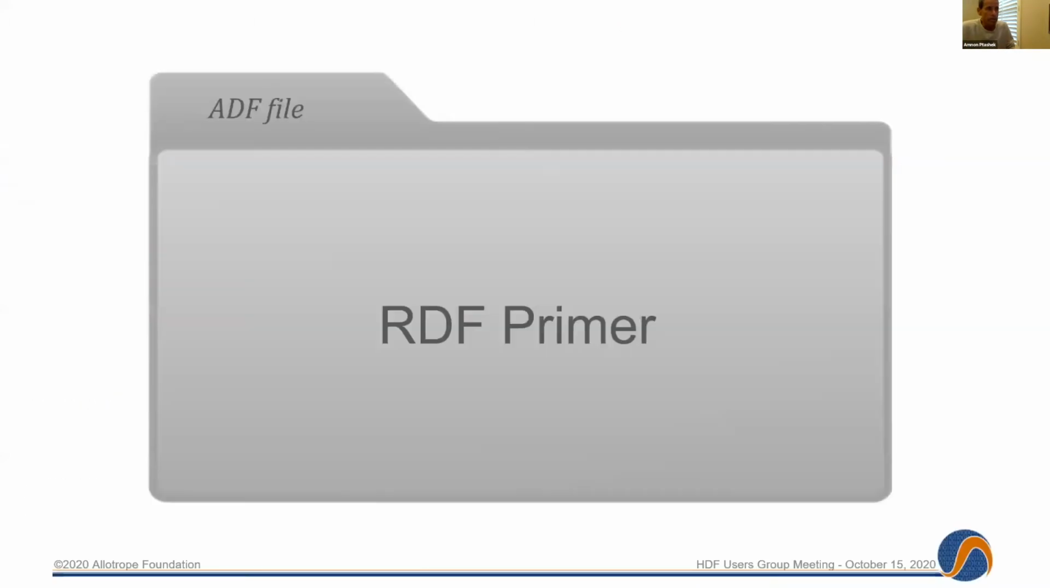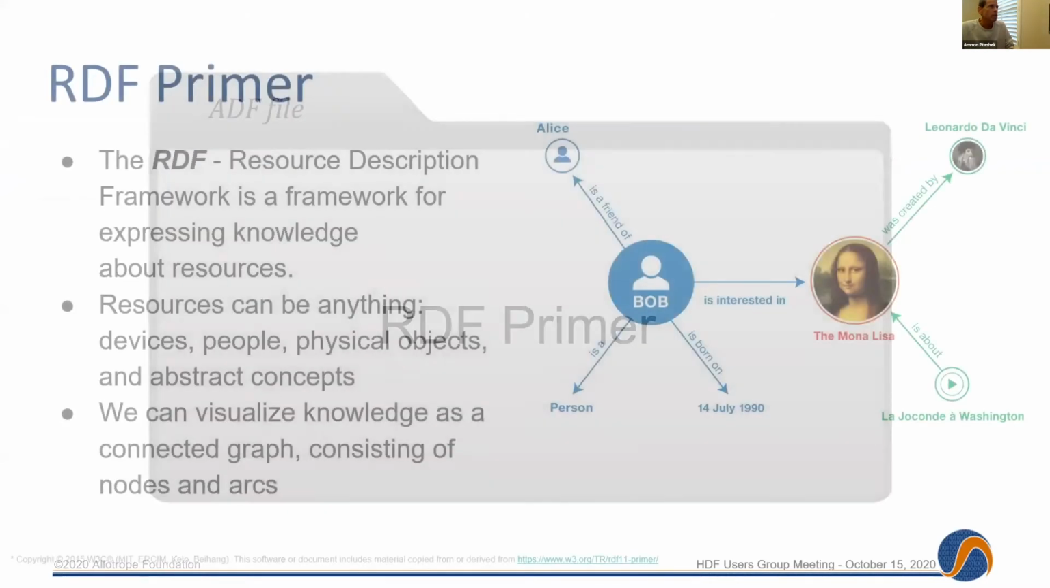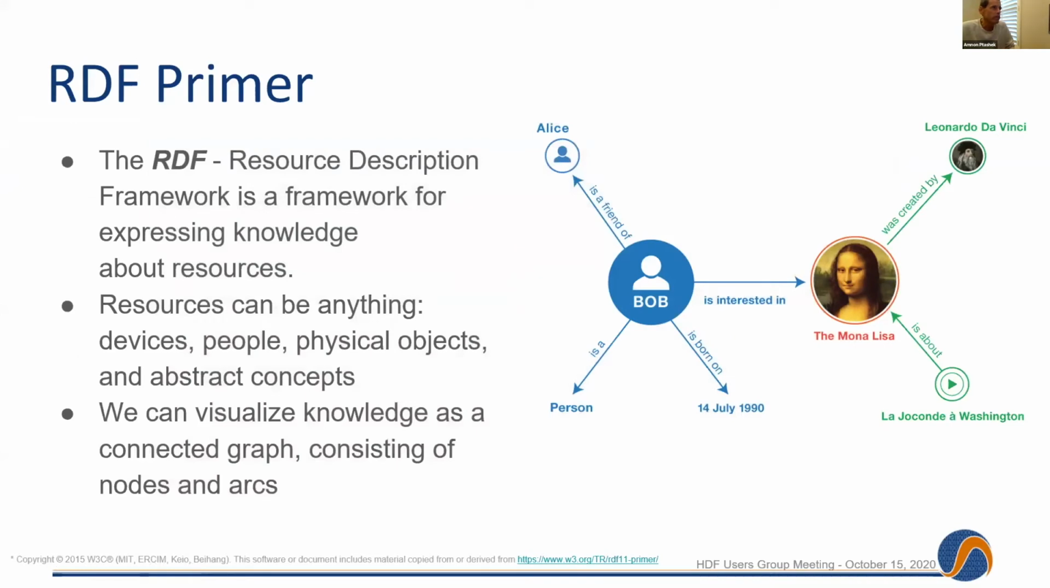I'll start with an RDF primer. It will be very short for those of you who are not familiar with the RDF graph. So RDF, the Resource Description Framework, is a framework for expressing knowledge about resources. And resources can be anything: a physical object, an abstract concept, devices, people, anything. And we can visualize the knowledge as a connected graph. So you have nodes and arcs.